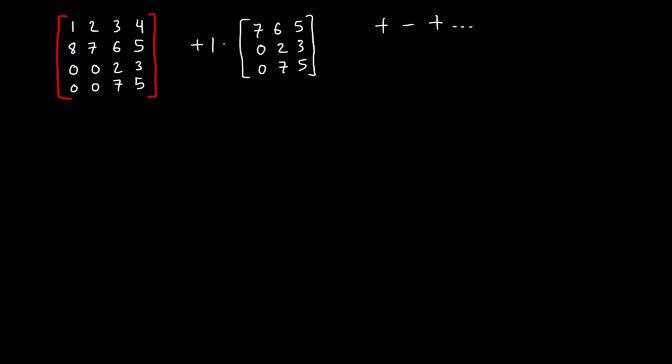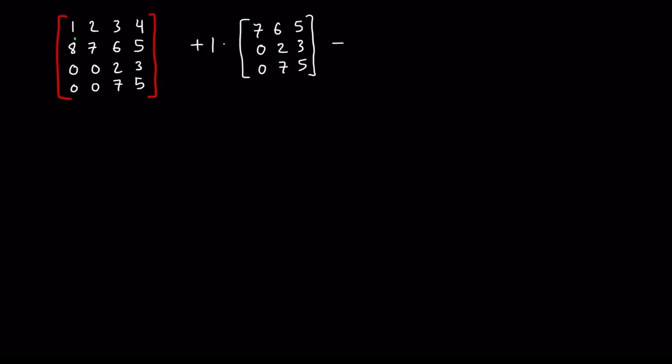So we're going to put that there. So we have plus 1 times [7, 6, 5; 0, 2, 3; 0, 7, 5]. That's the first matrix we have. And now since we're doing cofactor expansion, the signs will alternate like plus, minus, plus, and so on. So our second one has to have a negative.